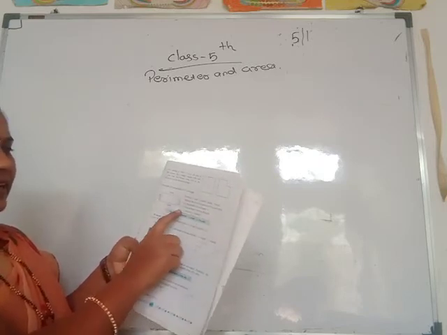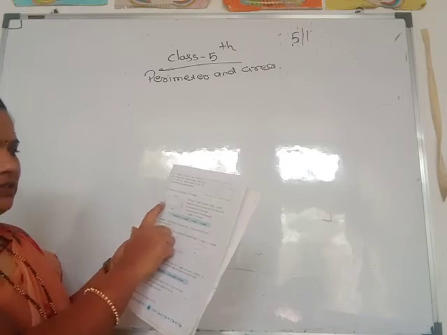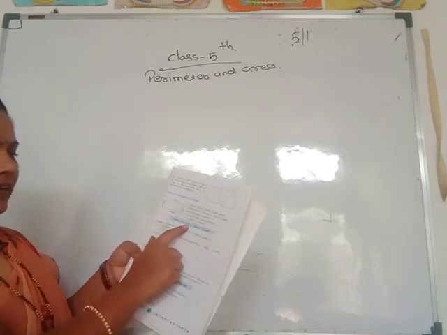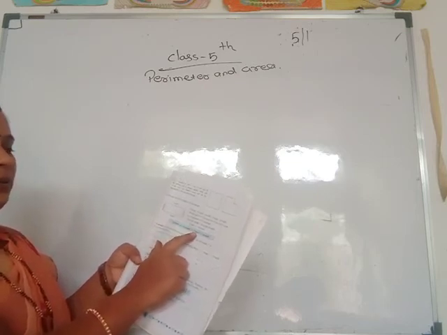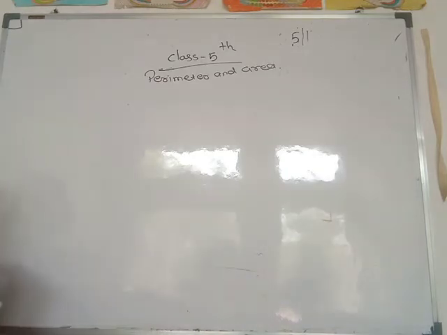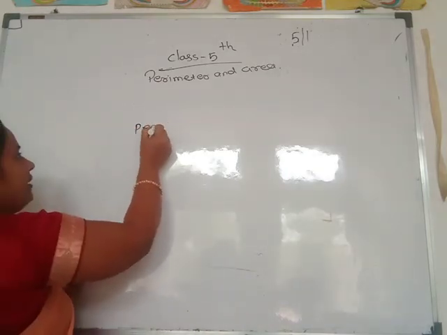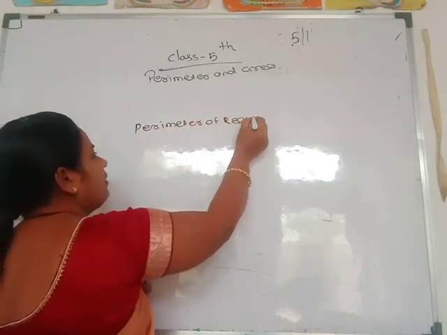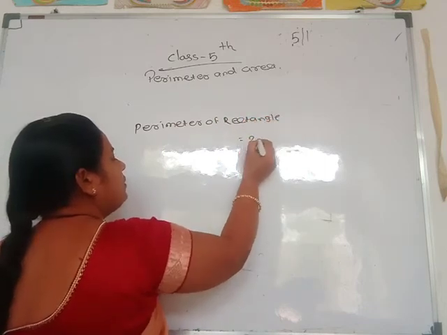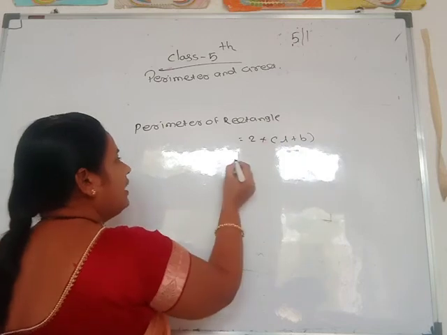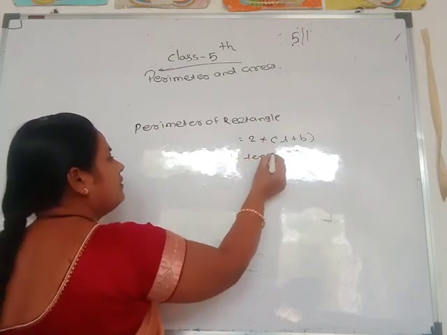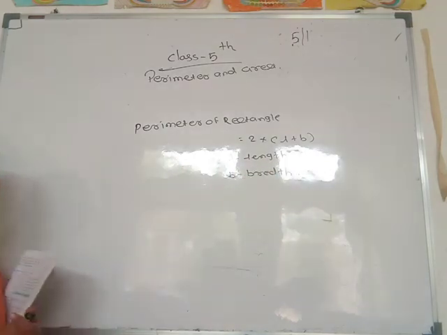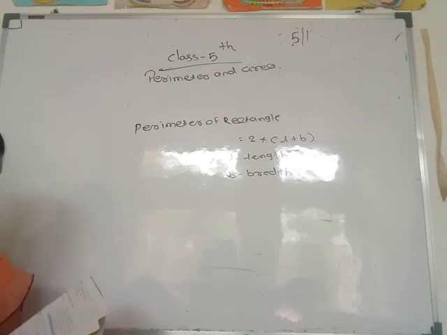So the perimeter of a rectangle is equal to twice the length plus twice the breadth, means 2 into length plus 2 into breadth. Otherwise, write the formula of perimeter of rectangle: perimeter of rectangle is equal to 2 into bracket L plus B, and here L means length and B means breadth. 2 into bracket L plus B.